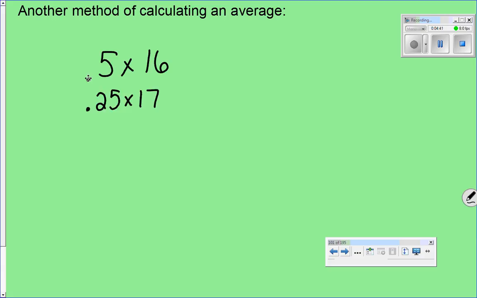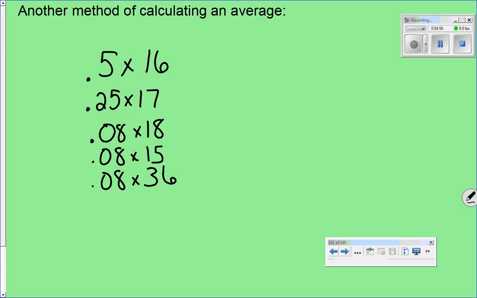I'm looking at these like fractions, 50% or a quarter. I have one 18-year-old, it's about 0.08, one 15-year-old, and one 36-year-old. So you can see by looking at these that we expect the numbers that are represented the most to be 16 and 17.